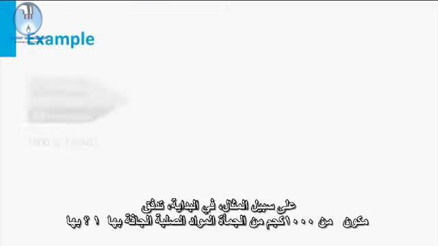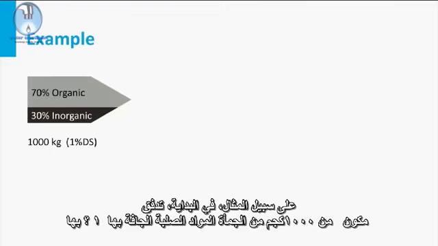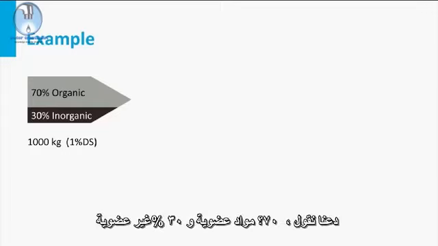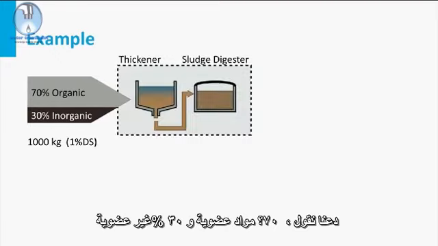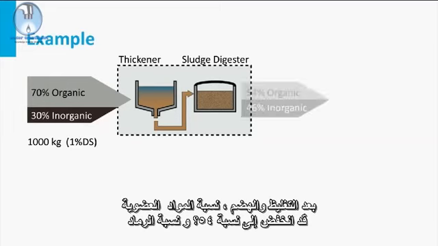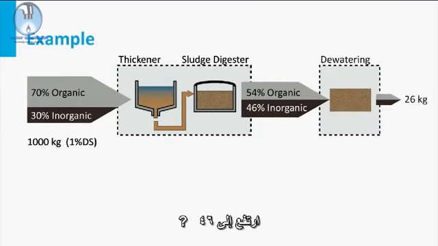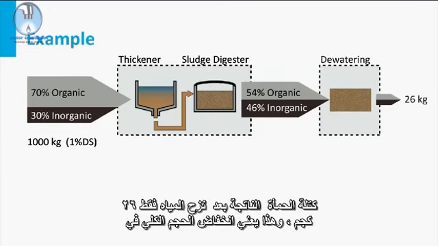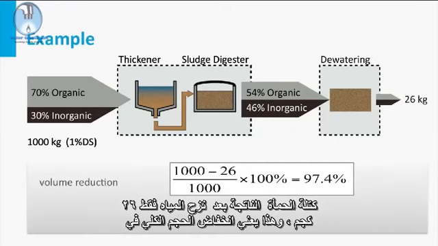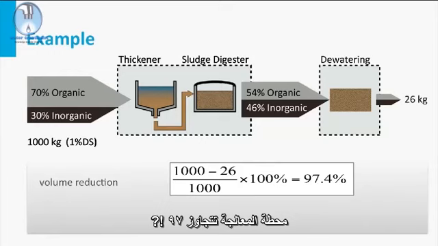For example, at the start, a sludge stream of 1000 kg has 1% of dry solids, of which, let's say, 70% is organic and 30% is inorganic. After thickening and digestion, the organic fraction has dropped to 54% and the ash fraction is increased to 46%. Dewatering results in a sludge mass of only 26 kilograms, meaning a total volume reduction at the treatment plant exceeding 97%.